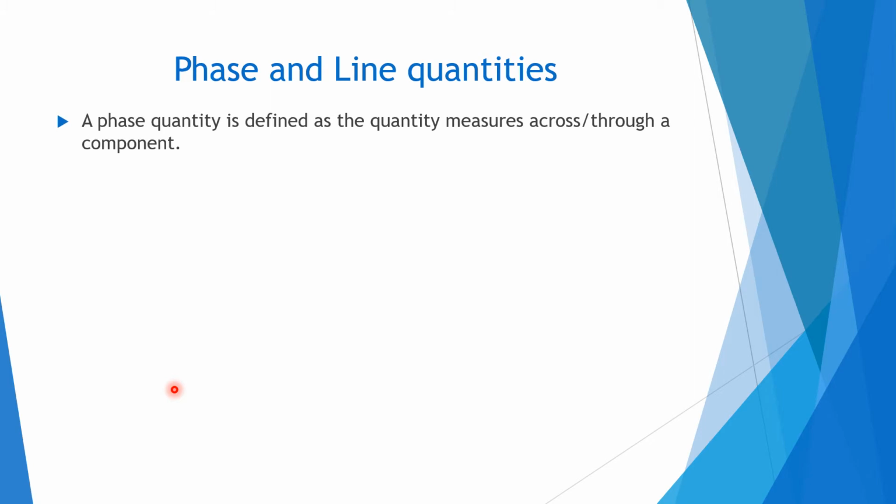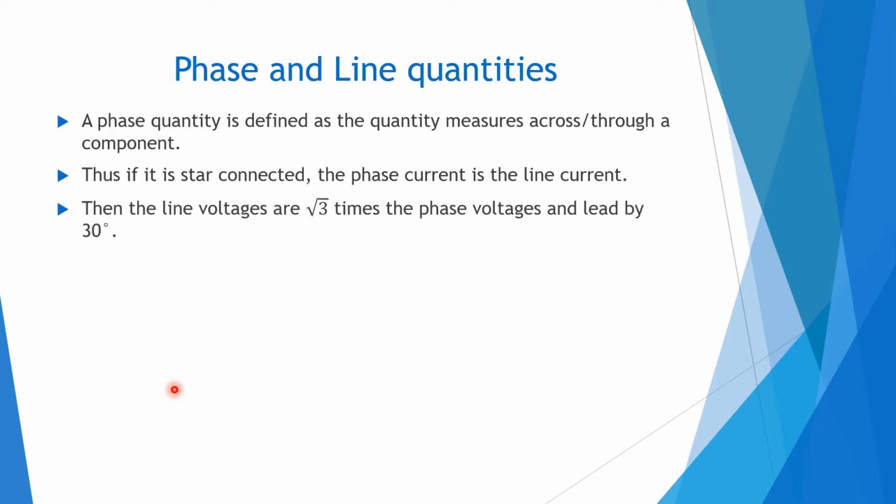So what is a phase quantity? A phase quantity is defined as a quantity that you measure across or through a single component. So when we have a star connection or a delta connection, these values will change. How? Let's see. If it is a star connected sequence, you can see that the phase current is simply flowing right into the line. So the phase current is the line current, but the phase voltage is not the line voltage, because the phase voltage is VA, the line voltage is VAB. Hence, there is a root 3 factor that we had seen, and it will be leading by 30 degrees.